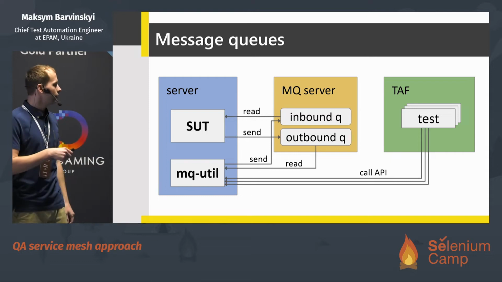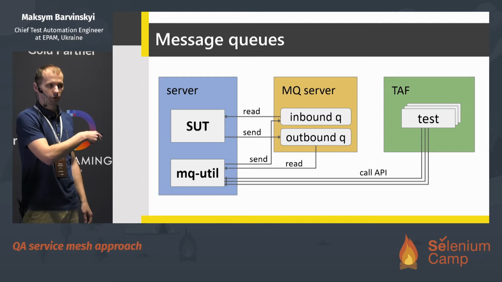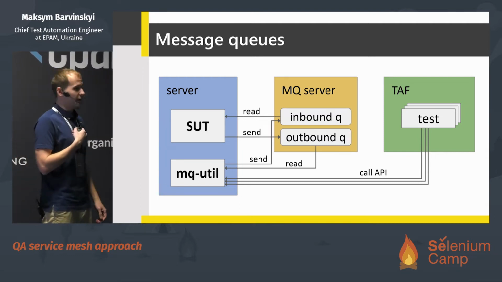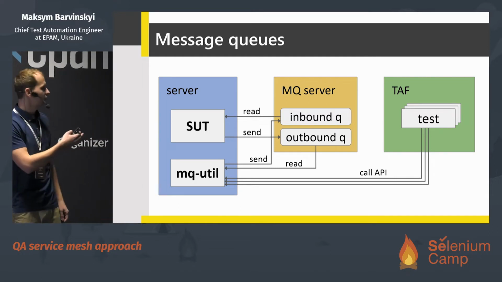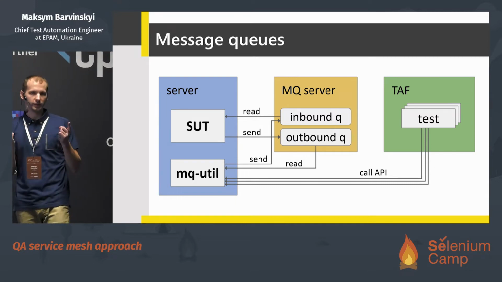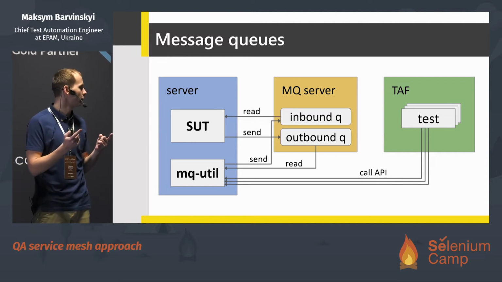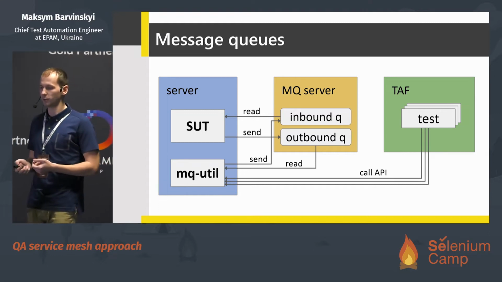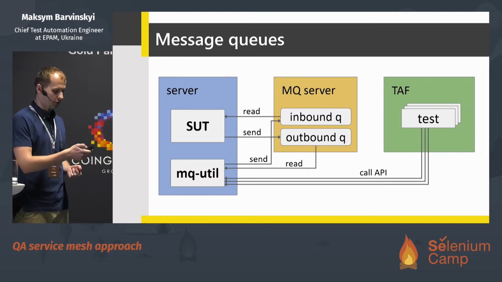As you can see here, it does not necessarily have to be deployed there on the server, but it was the easiest way from my perspective to guarantee a one-to-one relation between the system under test and Mq-util, because you have to have always one and only one instance of Mq-util for every instance of the system under test. So that was it.